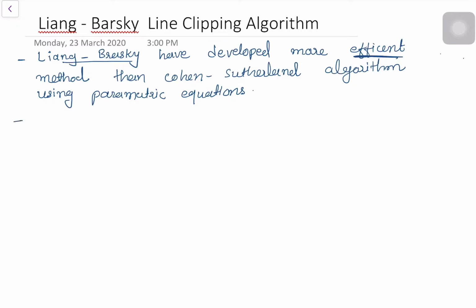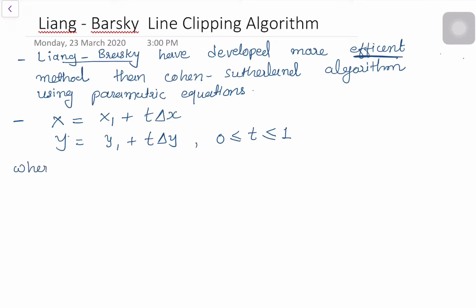What is the parametric equation? As given, x is equal to x1 plus t del x, y is equal to y1 plus t del y, where 0 is less than or equal to t is less than or equal to 1, where del x means x2 minus x1, and del y is equal to y2 minus y1, where del x is the length along the x-axis and del y is the length along the y-axis.